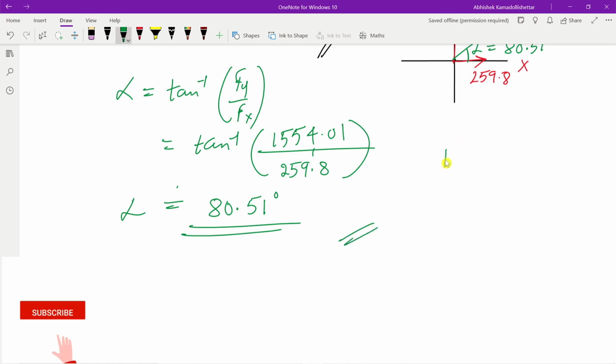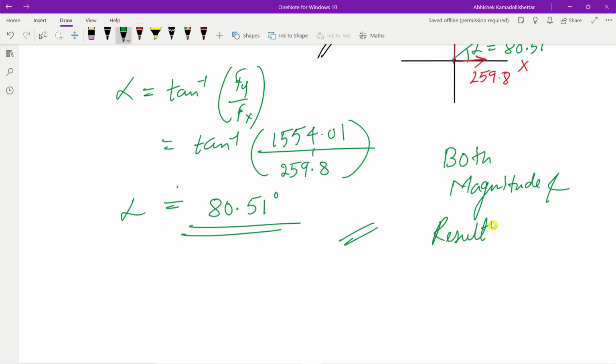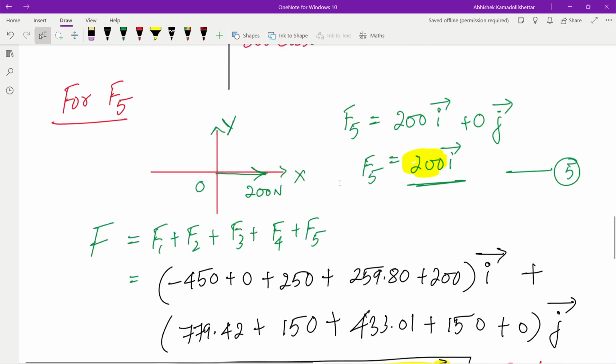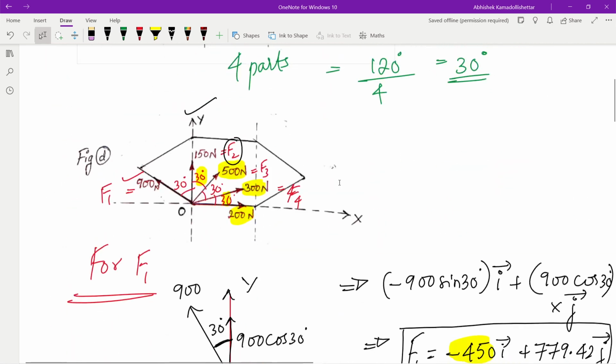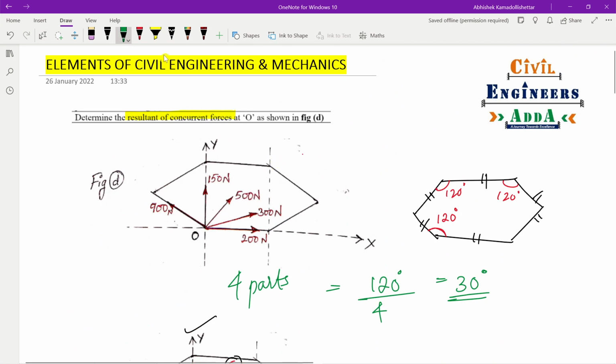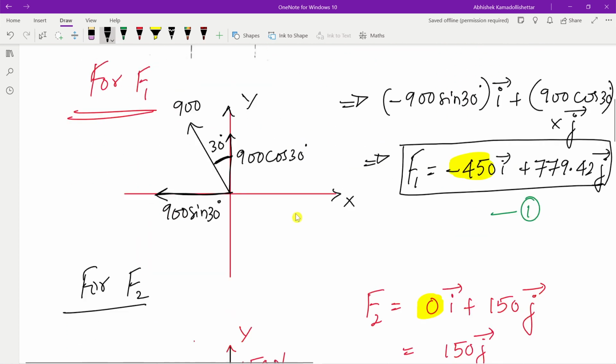I hope you understood the solving. We have got both magnitude and direction of the resultant. This is simple. The method is the same, but the shape, size and dimensions of the figure may change, but the concept here is almost the same for all the problems.